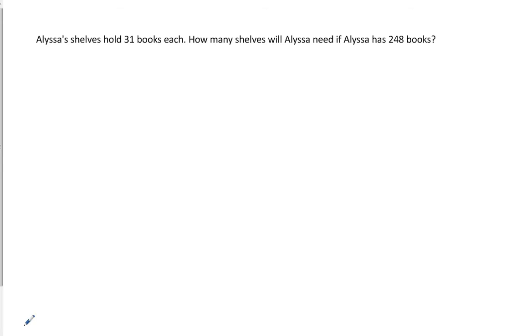In this problem, Alyssa's shelves hold 31 books each. How many shelves will Alyssa need if Alyssa has 248 books? So we're looking at each shelf can hold 31 books. So 31 books each is telling us that we need to divide. And there's a total of 248 books. And the problem says how many shelves. This is key to what number becomes our divisor, because these are talking about shelves. They match. So 31 becomes our divisor.